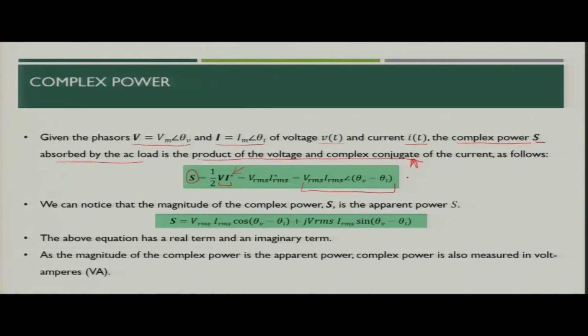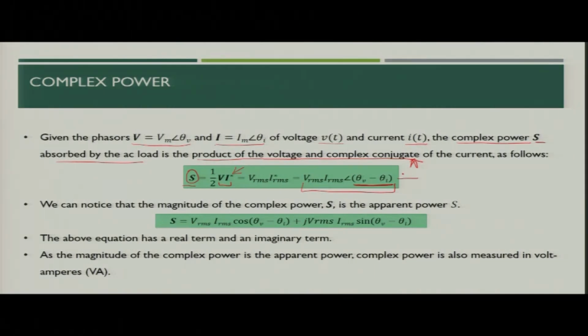The reason is that if you compare it with the average power we calculated, we got the term theta V minus theta I. That average power we calculated with the help of the fundamentals of trigonometric equations: the voltage we took in sinusoidal form, and the current in sinusoidal form. When we analyze that value of average power, we got 1 by 2 Vm Im cos of theta V minus theta I.